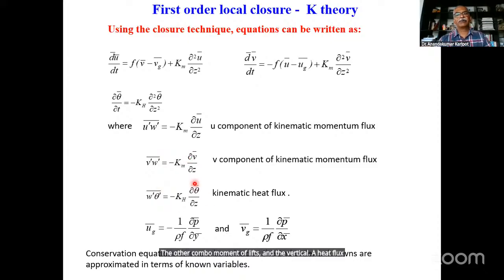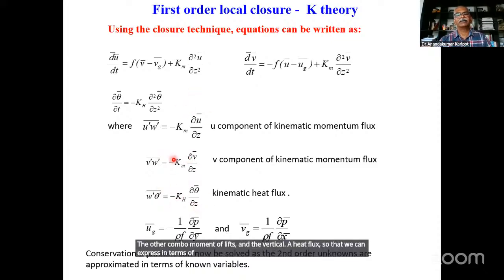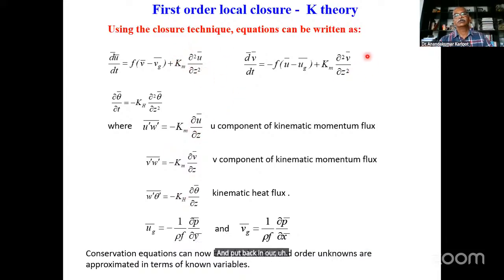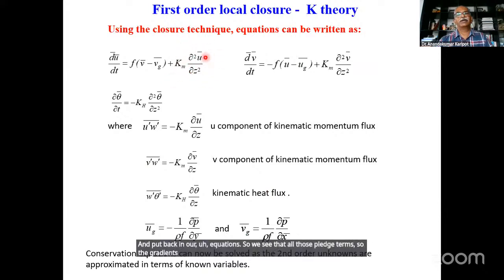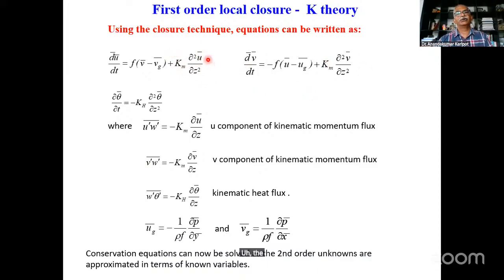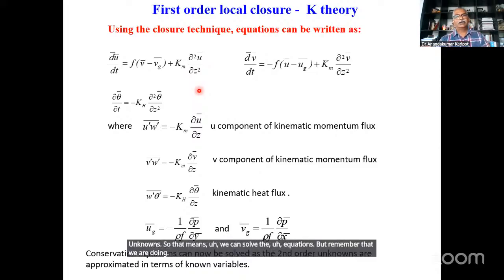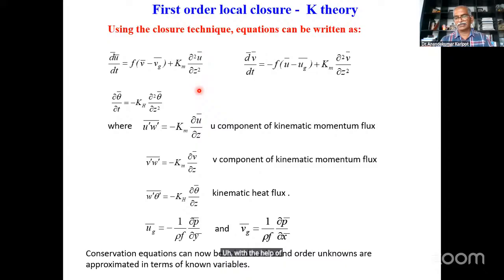So all that we can express in terms of the corresponding gradients and put back in our equations. So we see that all those gradients of fluxes have disappeared. Now we are writing those in terms of the mean variable, so we don't see any additional unknowns. That means we can solve the equation. But remember that we are doing it with the help of approximation. The fluxes we are representing in terms of the corresponding gradients.